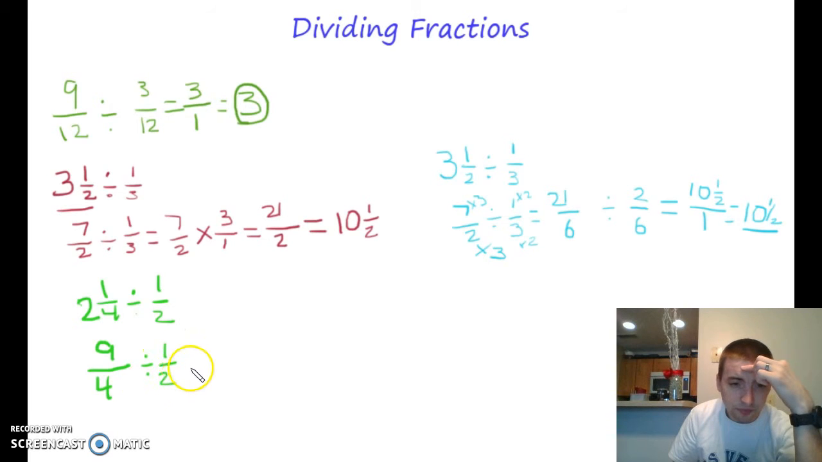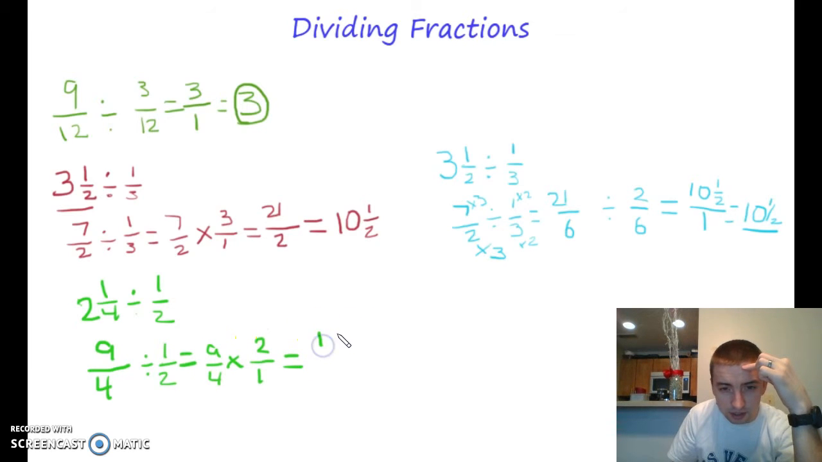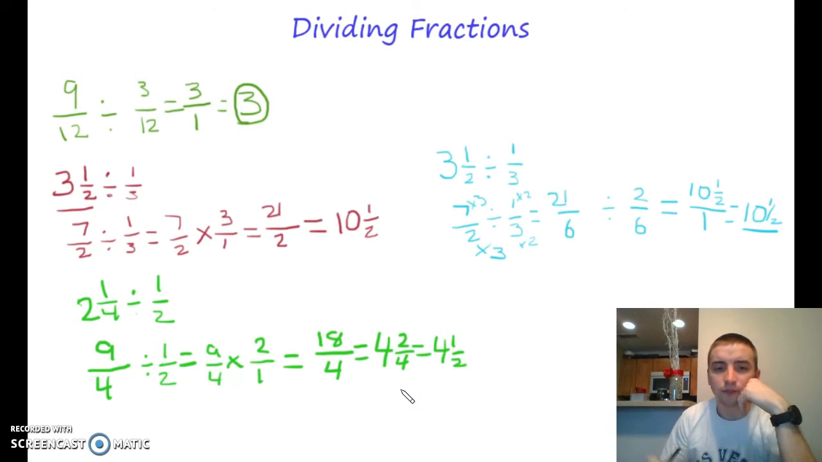1/2. Okay, so if I do my keep, switch, flip, I keep 9/4. I switch my division to multiplication, and then I flip 1/2 to the reciprocal 2 over 1. So then 9 times 2 is 18. 4 times 1 is 4. So I have 18 fourths. 4 goes into 18 4 times, and I have 2 left over because 4 times 4 is 16, plus 2 is 18. And I can simplify 2 fourths into 4 1/2.